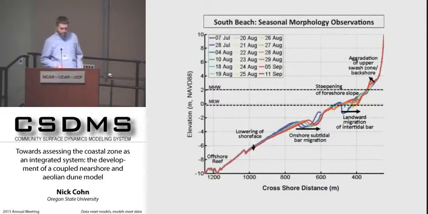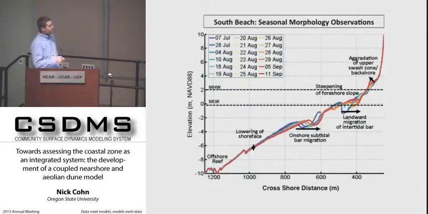On shorter timescales, this is some data from 2014 at South Beach. The purple lines here are from July, and the red lines go to September, so about a 2 month period. We did a number of bathymetric and topographic surveys at this location. We see an onshore migration of a subtidal bar here. This blue line shows an intertidal bar, and this feature actually migrates onshore throughout the summer and leads to the progradation and the accretion of the upper beach.